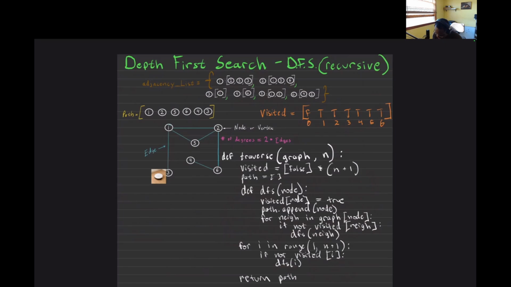Okay, so for neighbor in graph of 3, 3 has a 1. Well, is 1 not visited? It is, right? It's true. And that's it. That's the depth first search algorithm. It's pretty straightforward using recursion.